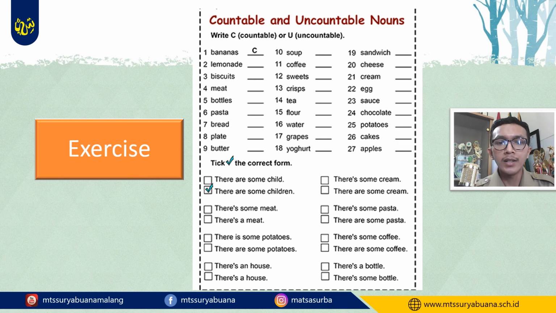And then the next task is please tick the correct form. For example, here for the first sentence, there are some child. There are some children. So the correct sentence is the second one. There are some children. I will put this exercise in Google Classroom. So put your answer there in Google Classroom.